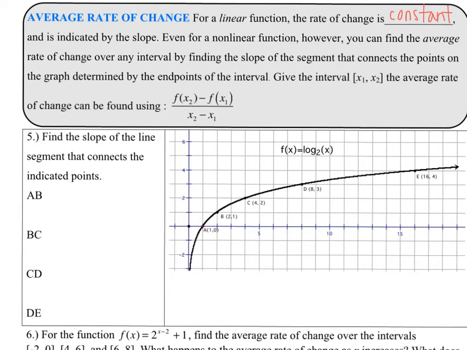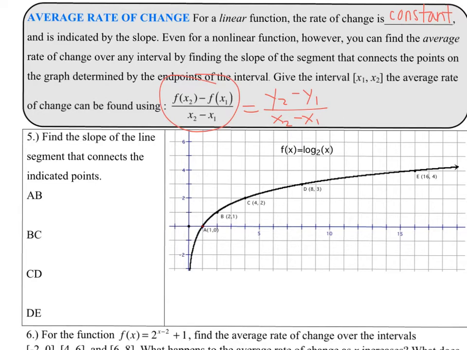So given the interval from one x value to another x value, the average rate of change can be found using the slope formula. Remember, this is the same as the slope formula we learned in Algebra 1. We find the difference in the y values divided by the difference in the x values. They just used function notation here. So these two are the exact same. So they'll give us a domain interval, they'll give us two x values that we need to find the average rate of change in between.